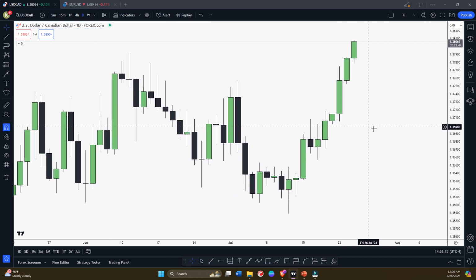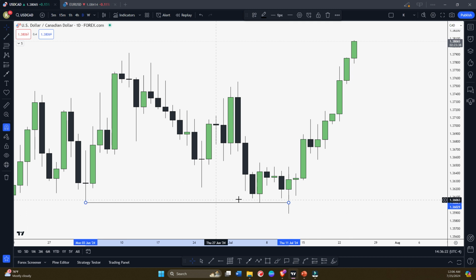So first of all, if you see this chart, for example, we have swept this low, right? You can see this equal low on the daily time frame. You can see we have grabbed this equal low, sell side liquidity or external, whatever you want to say.